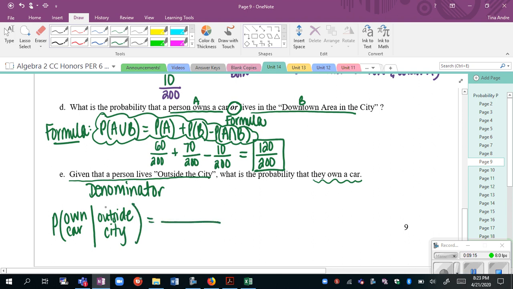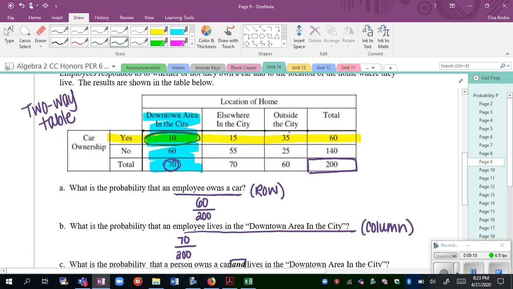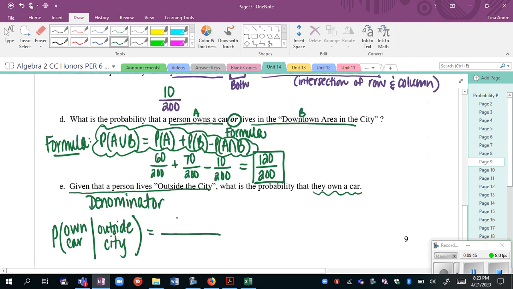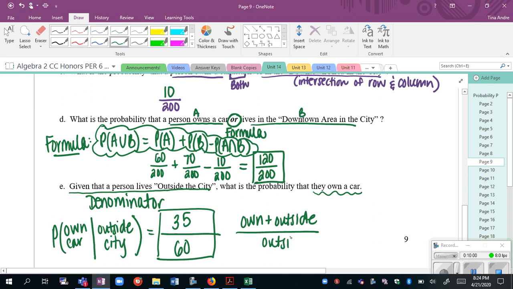So that means we need to know, out of all the people that live outside of the city, there's 60 people that live outside of the city. So out of those 60, how many of them also own a car? There's 35 that live outside of the city and own a car. So that's the intersection of owning a car and living outside of the city, given that they live outside of the city. So this is going to be 35 out of 60. So essentially, this is own and outside out of the people that live outside, if you compare that to the formula up top. All right, let's go to the next page and do another problem with a table.